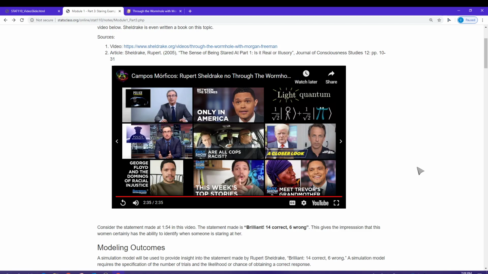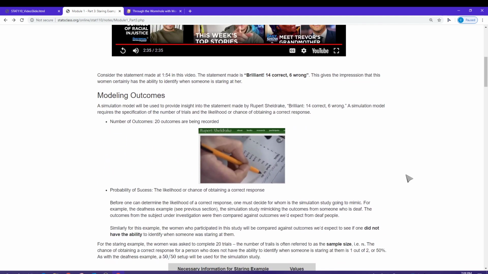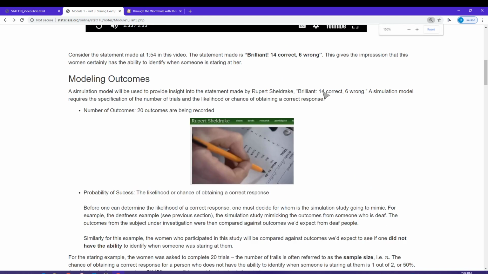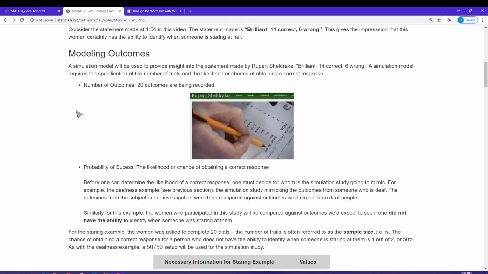Okay, so that's the video for the staring example. We are now going to consider that statement that was made, and in particular the brilliant 14 correct, 6 wrong statement. We're going to use a statistical model and simulate outcomes from this type of experiment.